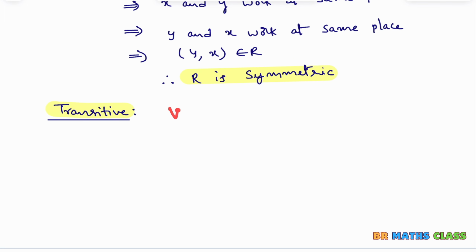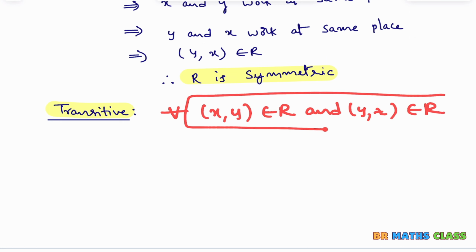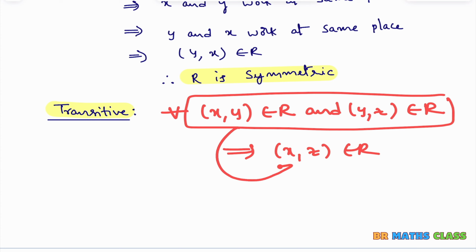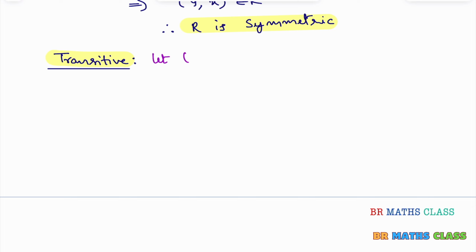What is the transitive condition? For every pair of ordered pairs x comma y belongs to R and y comma z belongs to R, if such pairs exist, then we look whether x comma z is there in the relation or not. For such pairs, if x comma z is there in the relation, then we say that the relation is transitive. First, you take x comma y belongs to R and y comma z belongs to R. You take such ordered pairs in the relation.